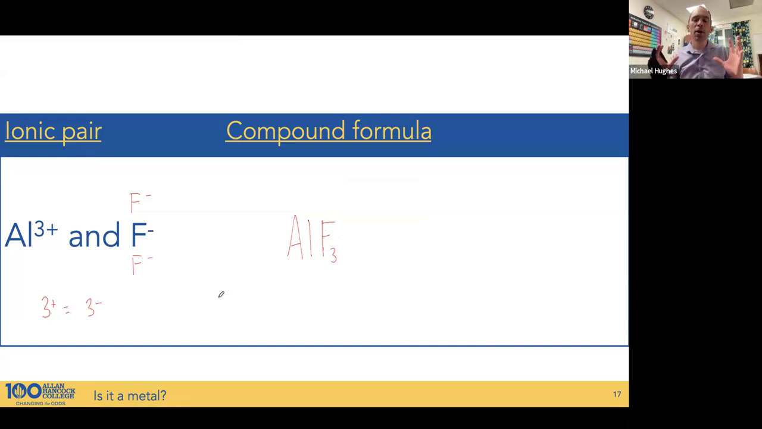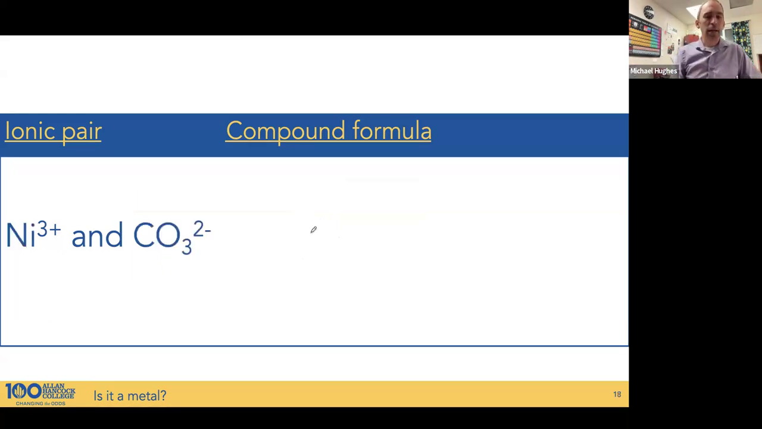Only need to use the parentheses when we have a polyatomic and we're trying to capture all of the atoms in the molecule multiple times. Like as in the case of carbonate and nickel 3+. When nickel loses 3 electrons, it becomes nickel 3+. And when we combine it with carbonate, we're going to have a 2- and a 3+ relationship.